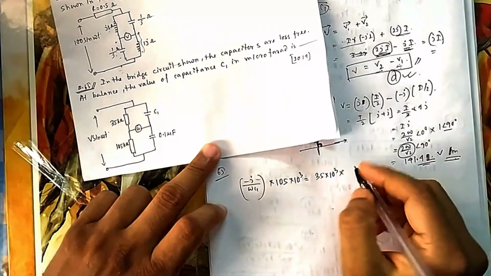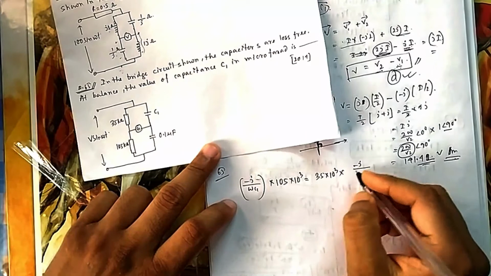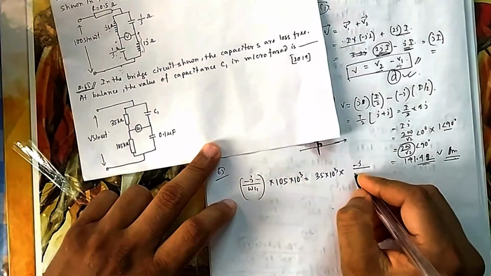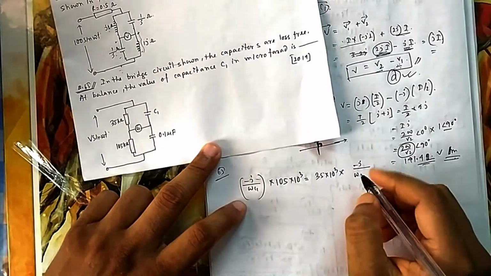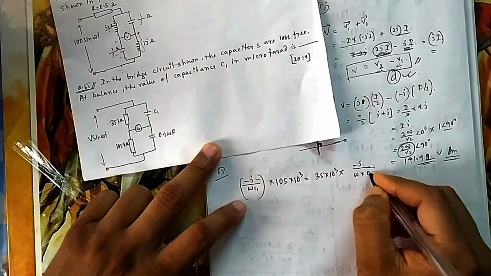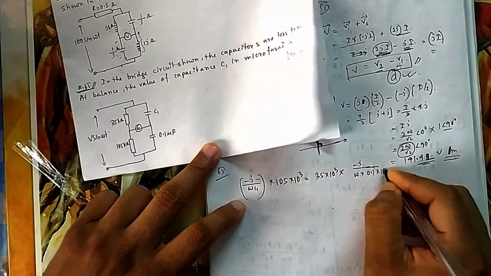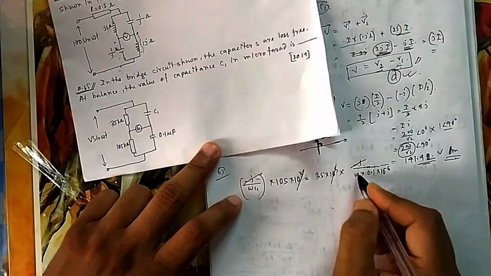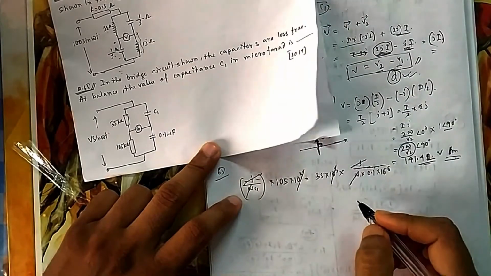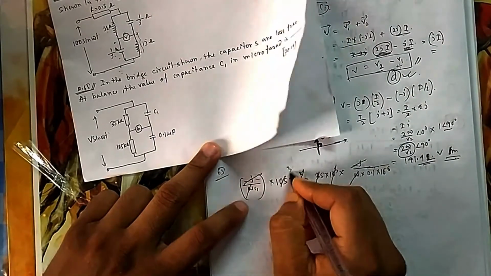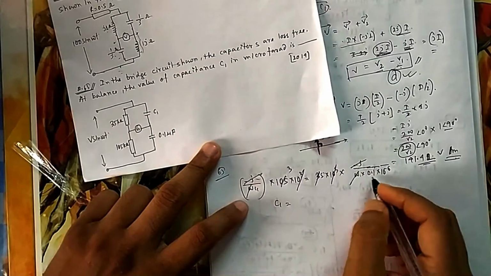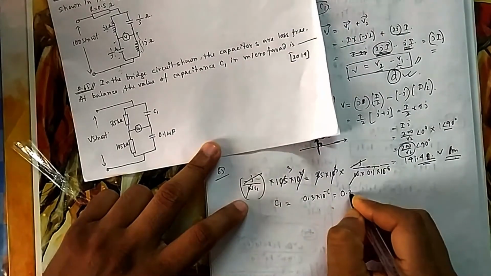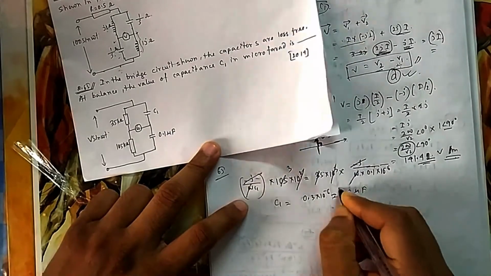This into this, minus J by omega, they have not given, so let me write it as omega, because omega will get cancelled. And then this will be 0.1 into 10 to the power minus 6. So minus J, 10 to the power 3 omega, you can easily cancel it out, and 35, this is 3. So your C1 will be equal to 0.3 into 10 to the power minus 6, that is 0.3 microfarad. So this is your answer.